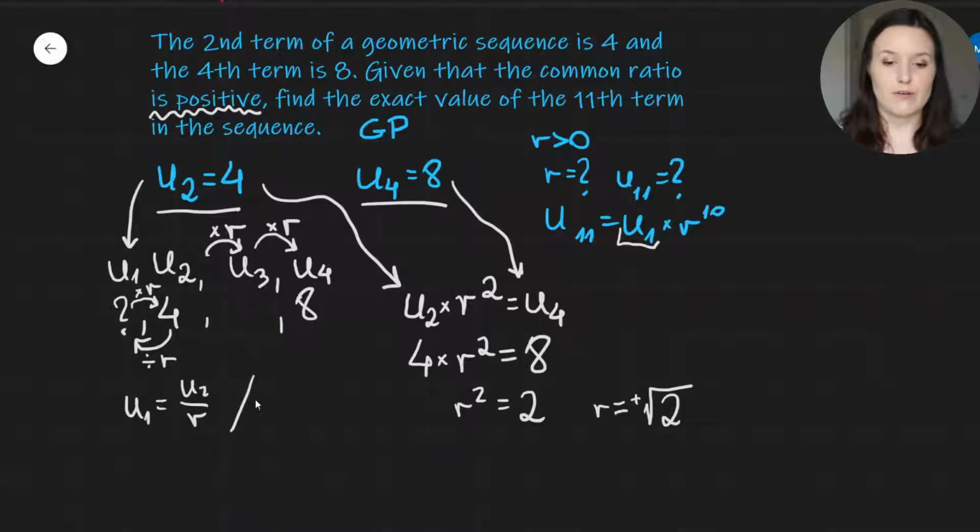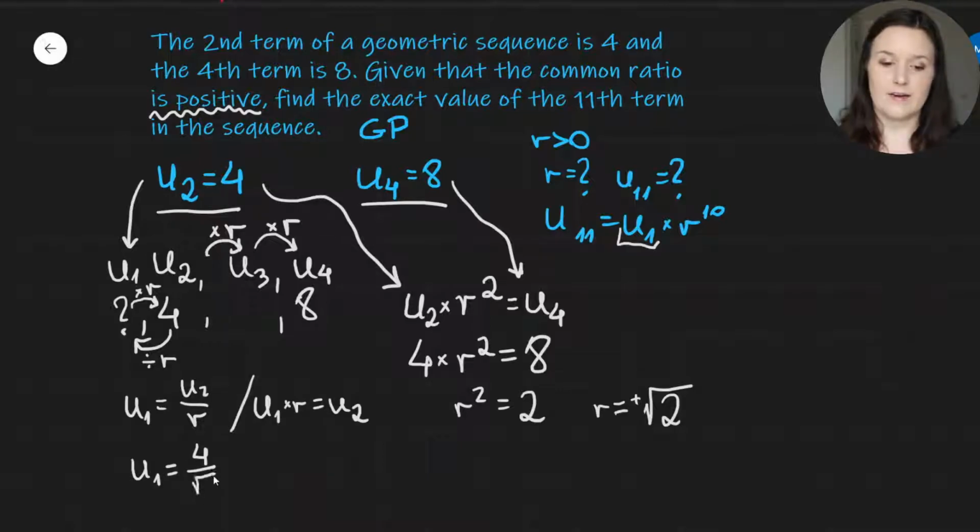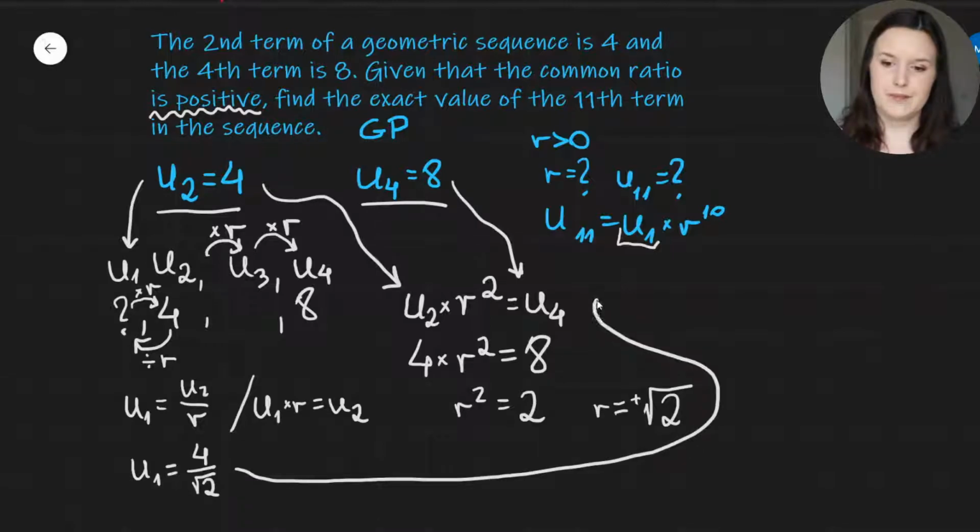Or in other words, I know that if I multiply the first term by r, I will get u2. These two are equivalent, but it depends how you understand it. So u1 is the second term, so 4, divided by r, and r is the root of 2. I could rationalize the denominator, but I'm not going to do it because I don't really have to. It will simplify here anyways.